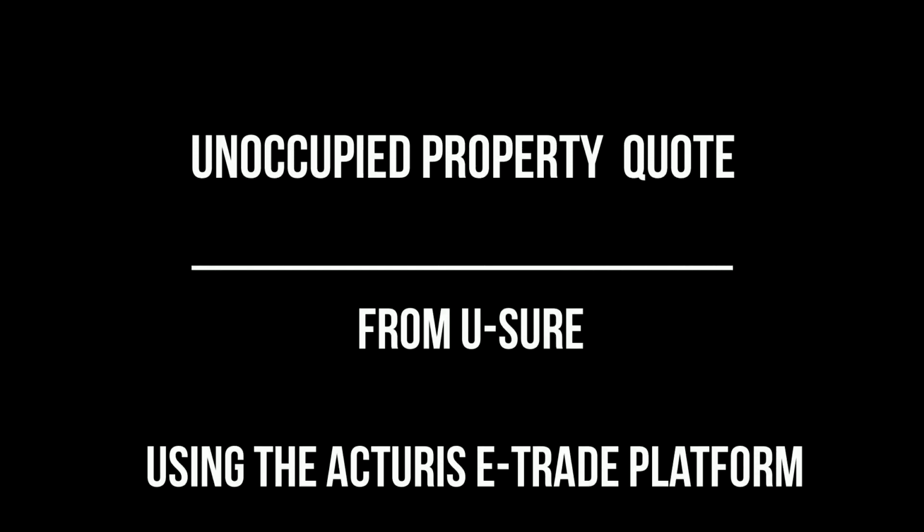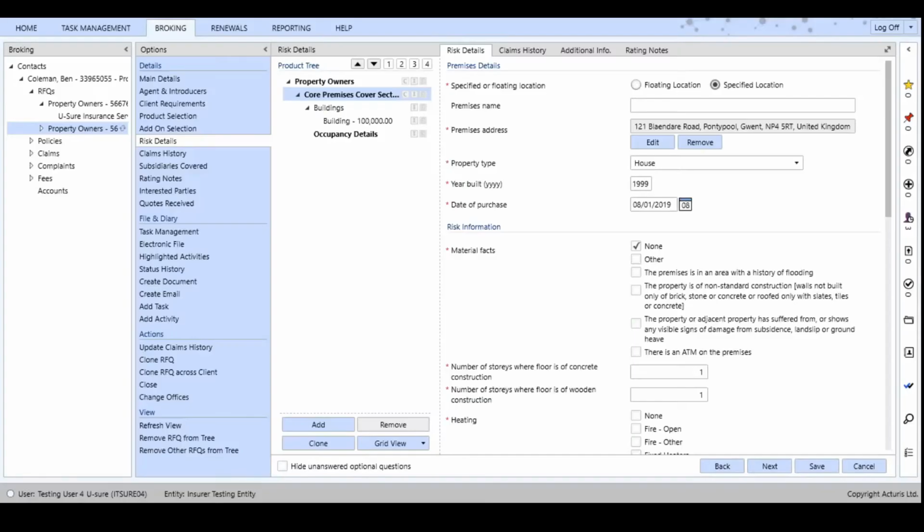How to obtain an unoccupied property quote from Ushore using the Acturis e-trade platform. For this particular quotation, we're going to use a residential example, so property type needs to reflect something residential.